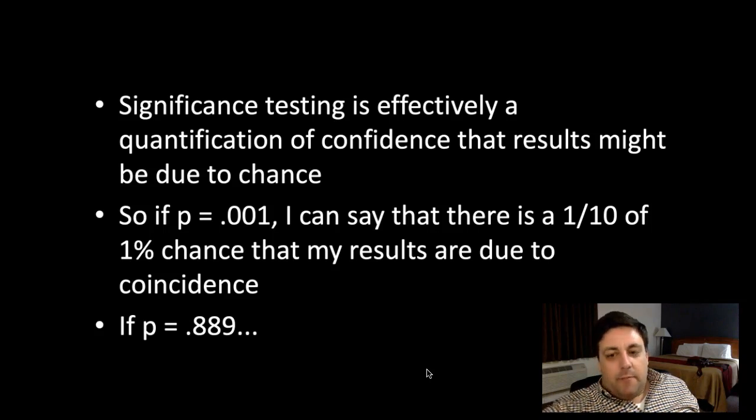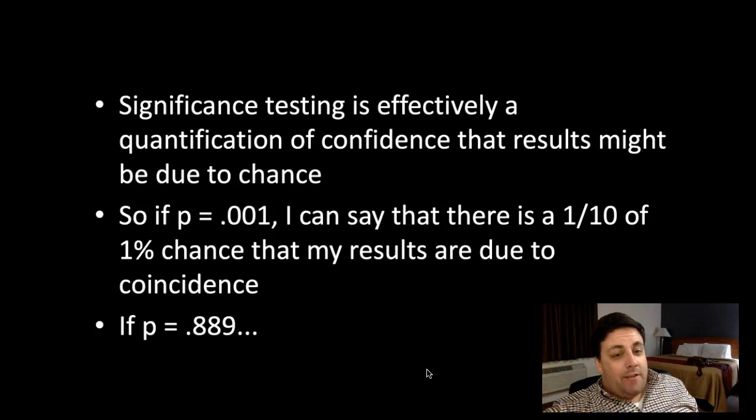So to be a little bit more technical about this, and this is sort of the last couple of slides here of the presentation, statistical significance testing is essentially a quantification of the confidence that results are due to chance. So if I run a statistical test, this happens all the time, I get a p-value of 0.001. What I can say is that there is 0.1% chance that my results are due to coincidence. That's good. I can be pretty darn confident that the results I'm seeing are because there is actually a true relationship between the two variables that I'm studying.